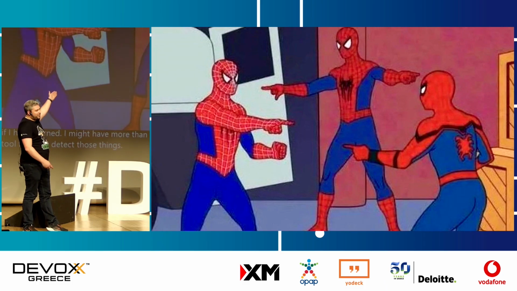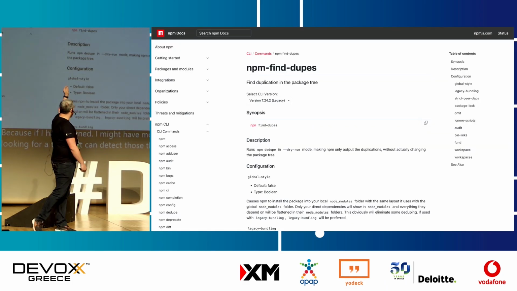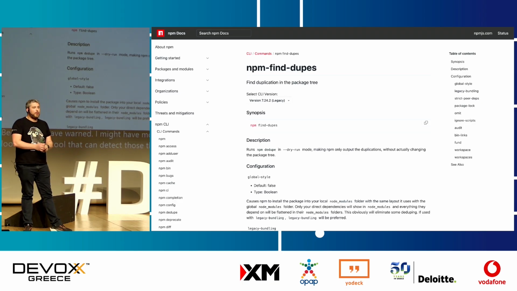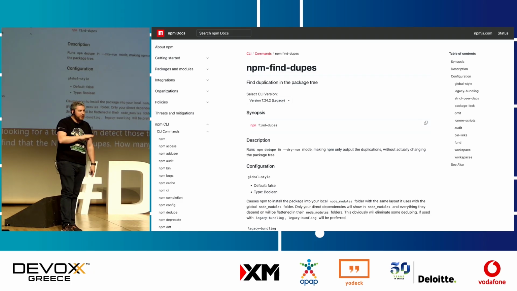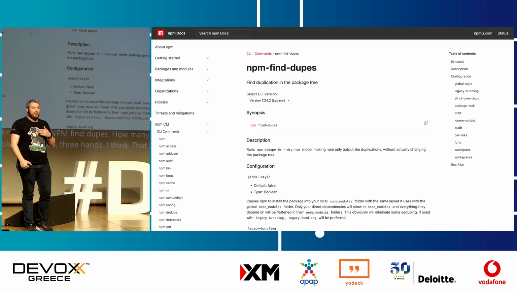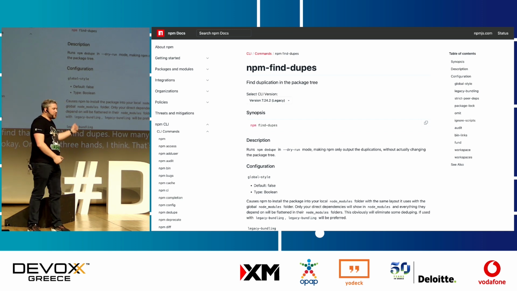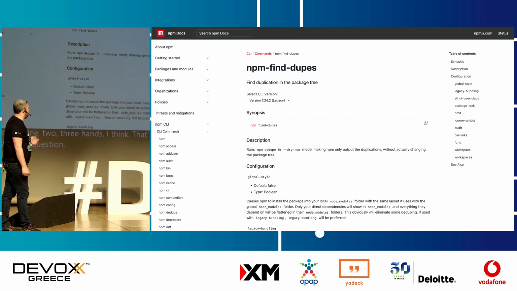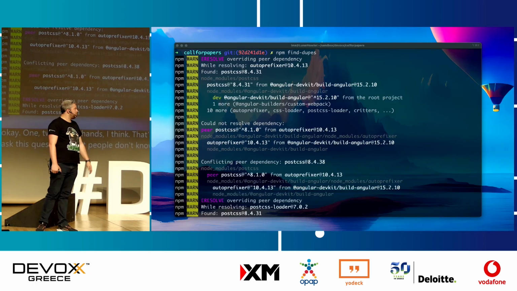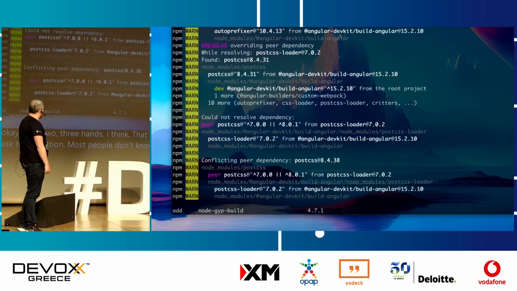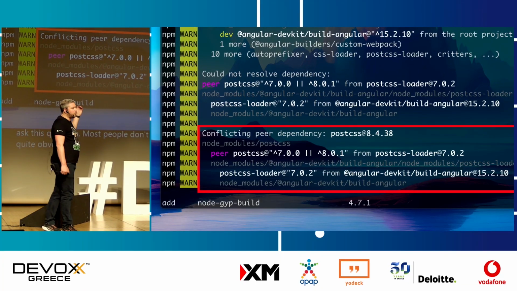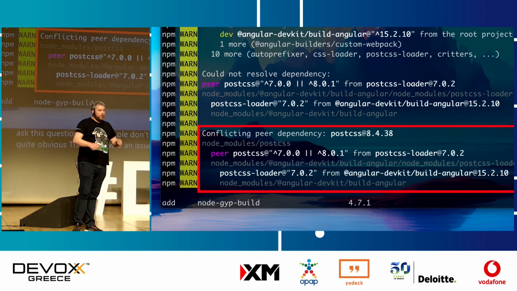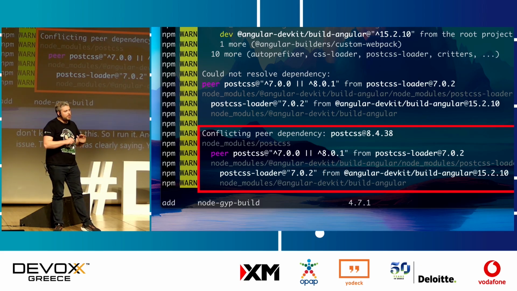And having this nice issue, I found out about npm find-dupes. How many of you know this command? Yeah, okay. 1, 2, 3 hands, I think, that's it. So I feel less lonely every time I ask this question, because most people don't know about this. So I ran it, and it was quite obvious that there was an issue. The find-dupes was clearly saying, yeah, we have two different main versions, that's risky.